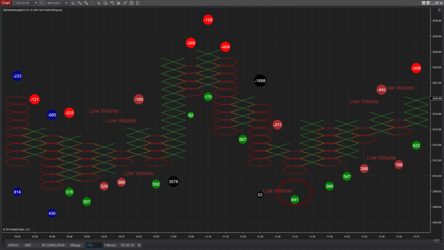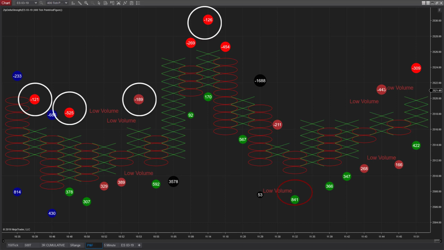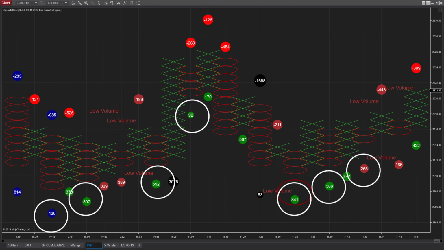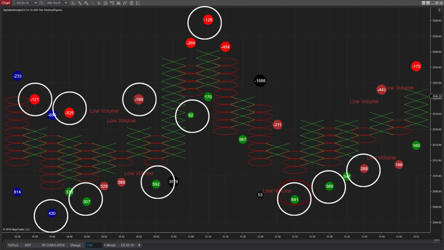Lastly, we look at the point and figure chart with the delta strength indicator applied. In this trade, we see an extremely strong delta strength number marking the low. What we are looking for on this chart is divergence. We are looking for an up bar with negative delta strength and a down bar with positive delta strength. These represent market turning points where large contract traders initiated their trades.